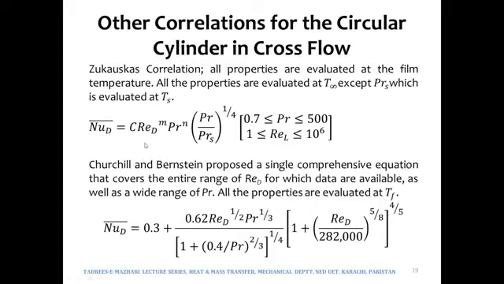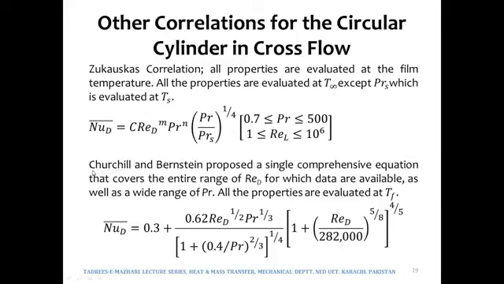So the equation is of this form: C Reynolds to the power m, Prandtl to the power n, Prandtl number over Prandtl number at the surface to the power 1/4. Then kindly correct this: in this particular expression, the one on the top, the properties are evaluated at T infinity, except Prandtl number S, which is evaluated at the surface temperature Ts and not T infinity.